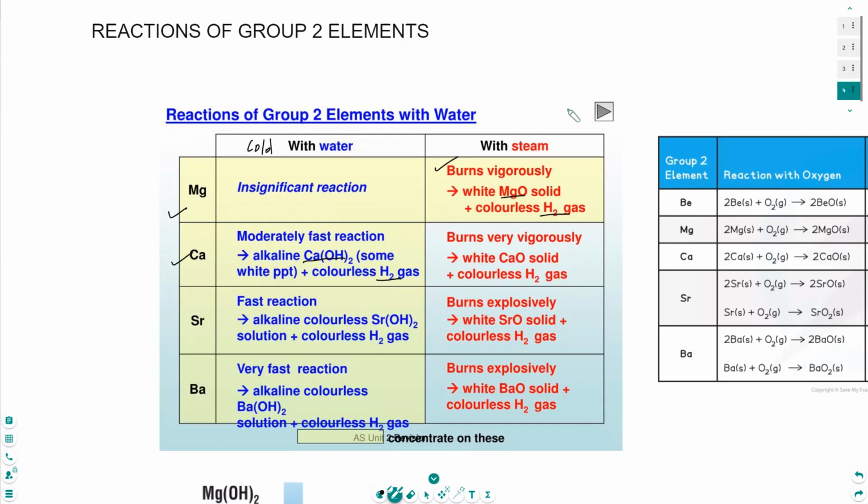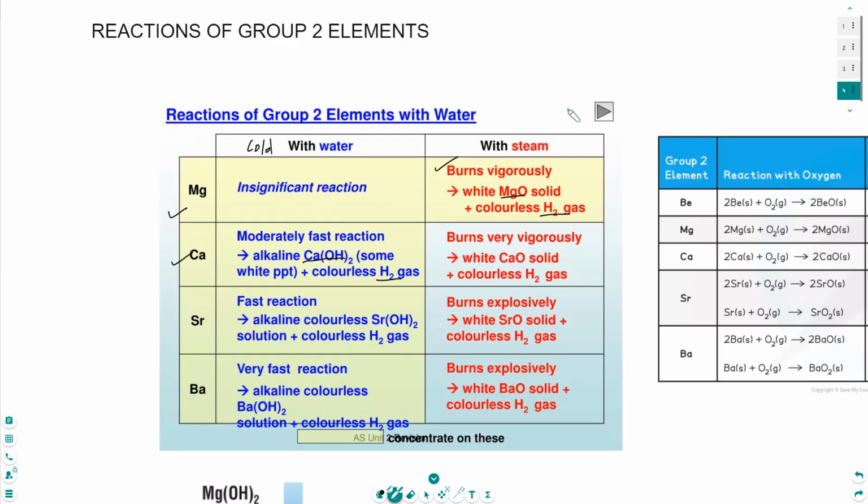And of course, if you had reacted calcium with steam, it would be very vigorous and you would get calcium oxide and hydrogen gas. But you are mostly required to know the reaction with cold water. The only one that you need to know the reaction for with steam is magnesium, because magnesium doesn't really react with cold water. Now, strontium would react faster than the calcium, so it gives a vigorous or a brisk reaction.